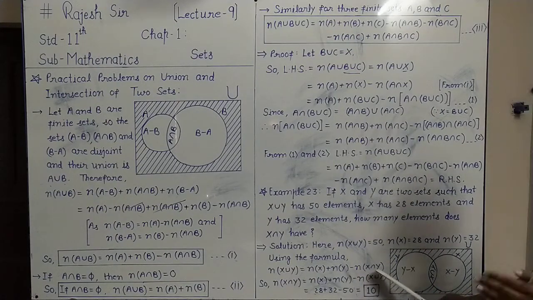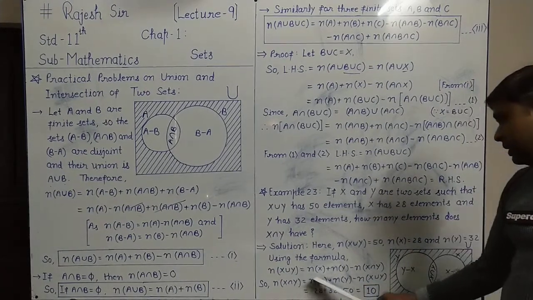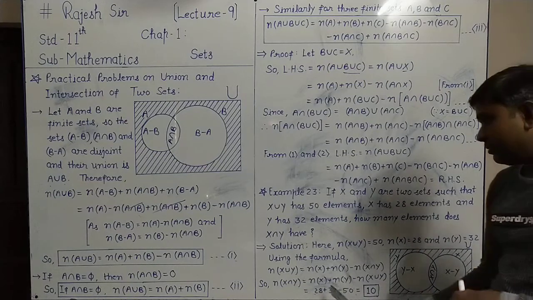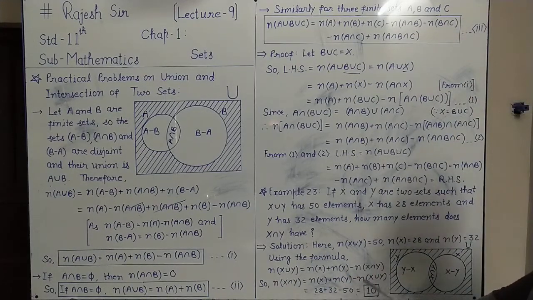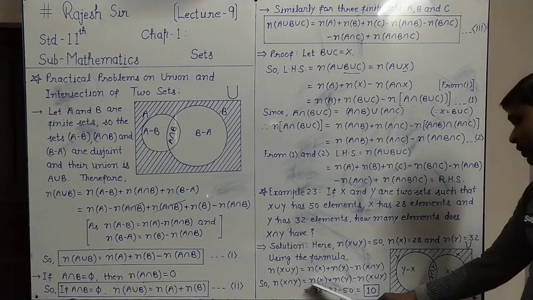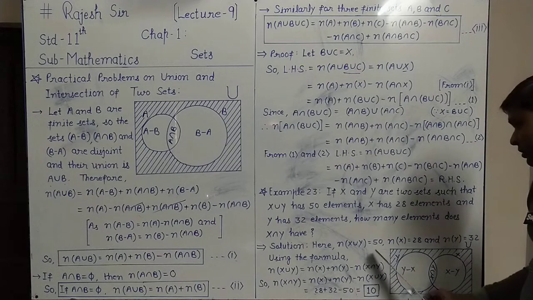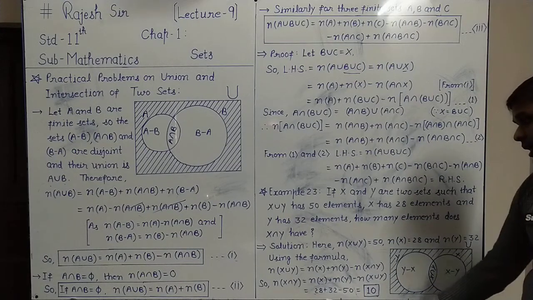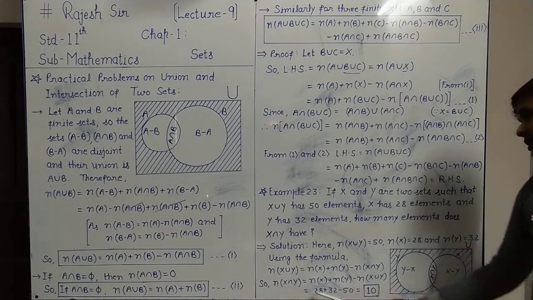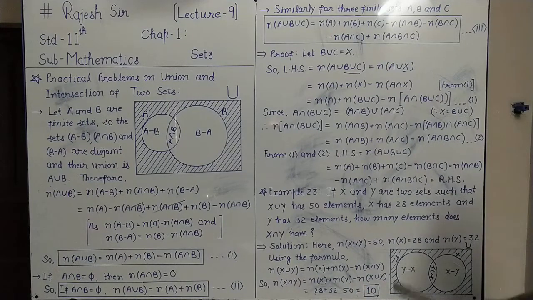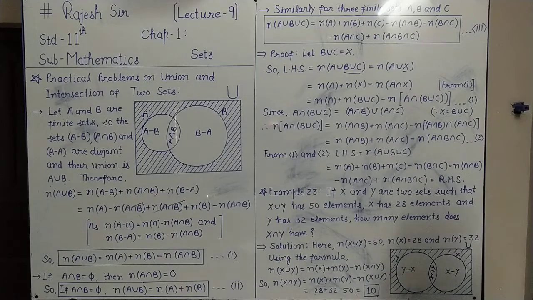This minus n(X intersection Y), we take on the right side, it becomes plus, and n(X) plus n(Y) as it is on the right side. On the left side is n(X union Y), if we take it on the right, the sign changes, and place all the values. n(X) is 28 plus n(Y) is 32 minus n(X union Y) is 50. 28 and 32, 60. 60 minus 50 is 10. So n(X intersection Y) is 10. That shows that X intersection Y has 10 elements.